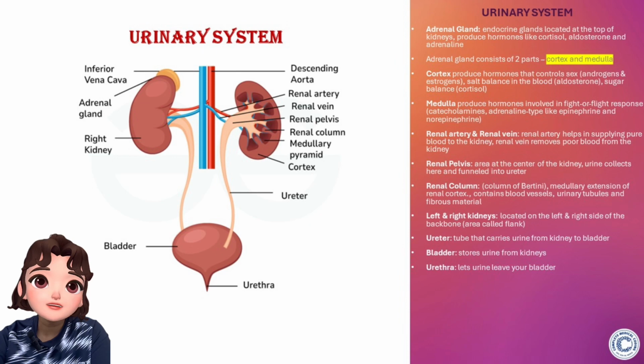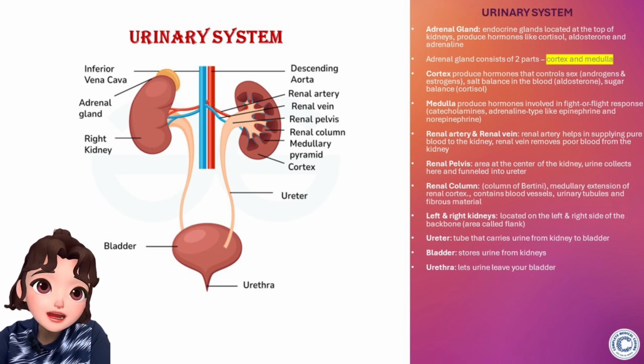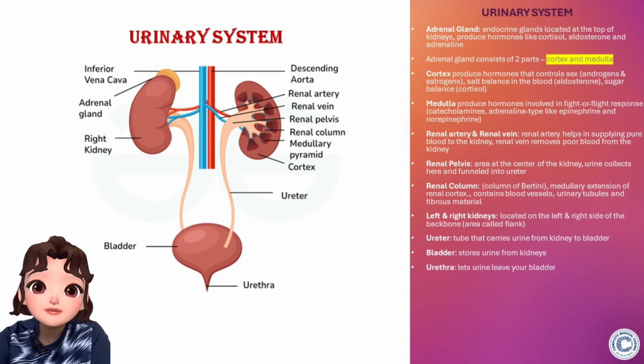Now let's move on to the urinary system. That's also another simple portion of the human body structure. What is the adrenal gland? It's the main thing that you need to remember under the urinary system. The adrenal gland is an endocrine gland located at the top of the kidneys. It produces hormones like cortisol, aldosterone, and adrenaline.